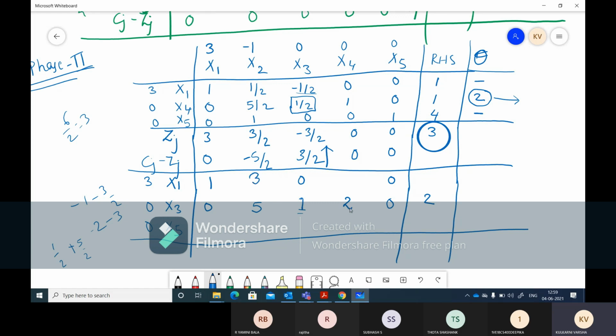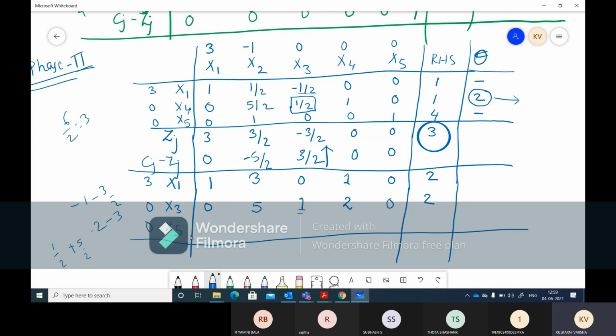Then this 2 you are multiplying by minus half, so you will get it as minus 1, and then you are subtracting that minus 1 from this 0, so 0 minus minus 1, it will be plus 1. Now this 2 you are multiplying by minus half, so you will get minus 1, and that minus 1 you are subtracting from this plus 1, so 1 minus minus 1, it will be 2. Right, so this is over.